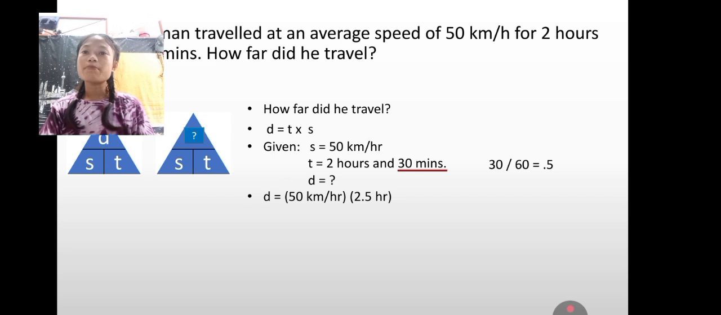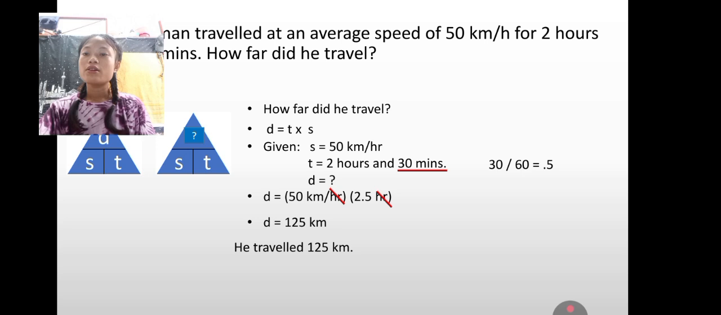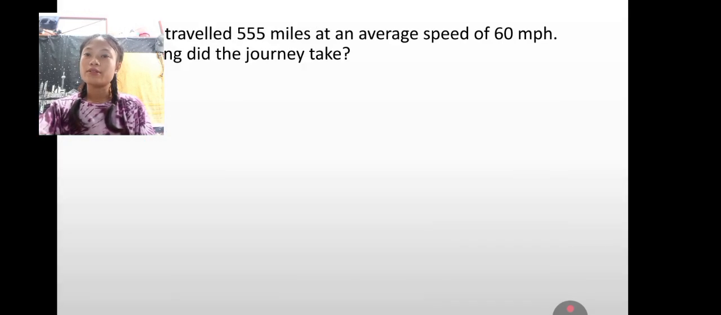So, next step is substitute the values into the formula. D is equals to 50 kilometers per hour times 2.5 hours. I-cancel out ang same nga units. So, the distance will be D is equals to 125 kilometers. Mao na ang answer. And he traveled 125 kilometers.